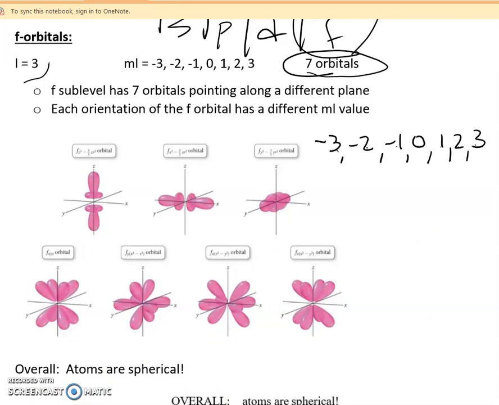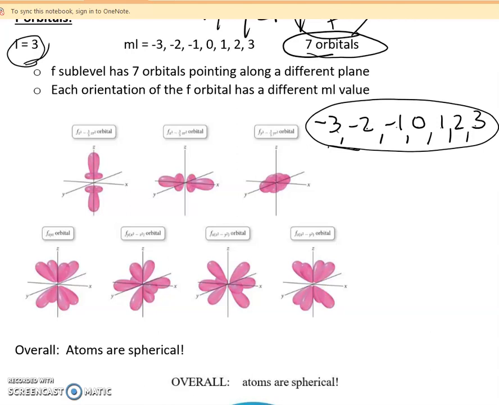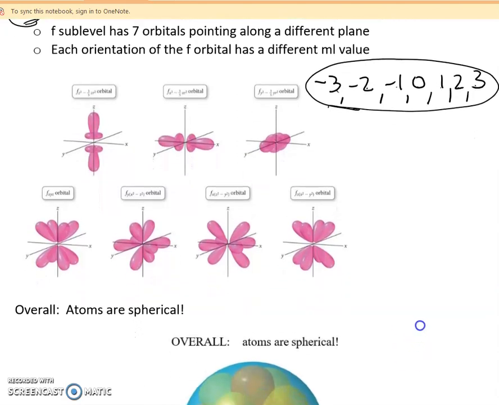And notice with f's, they get more complicated. And in our class, we don't talk about these so much. So what are you responsible for? You have to know how to find the m sub l's, you have to know what your L is, and you have to know that there are 7 orbitals, 7 different orientations.